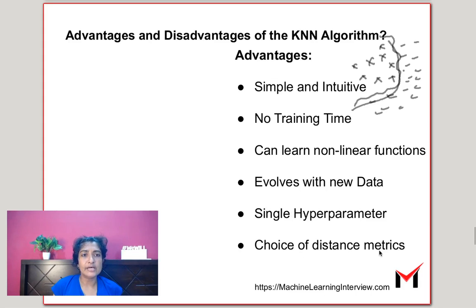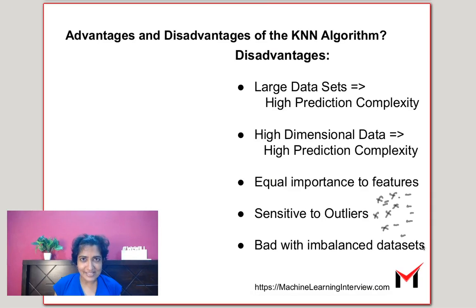So if you take a problem which requires a different distance metric, you can actually easily modify it. So for example, if you have a set of binary vectors, then you can use a different distance metric which is not Euclidean. What are the disadvantages of the k nearest neighbor algorithm?